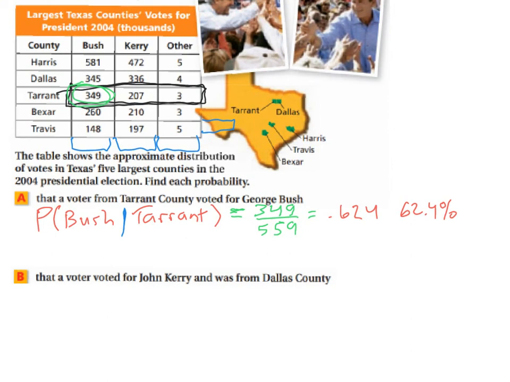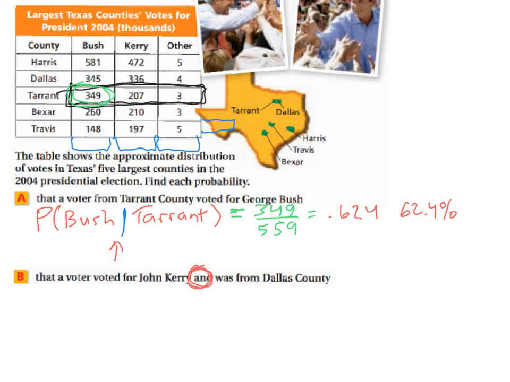And then the next tricky part. We have one tricky part with that given. We need to figure out what is being given in the situation. What do we know for sure? And then what are we looking for? People voted for Bush from Tarrant County. But part B here is asking a different question, that a voter voted for John Kerry and was from Dallas County. Whenever we're talking about conditional probabilities, there are basically two main tricks. One, we need to know what given means. And two, we need to be very careful with the word and.